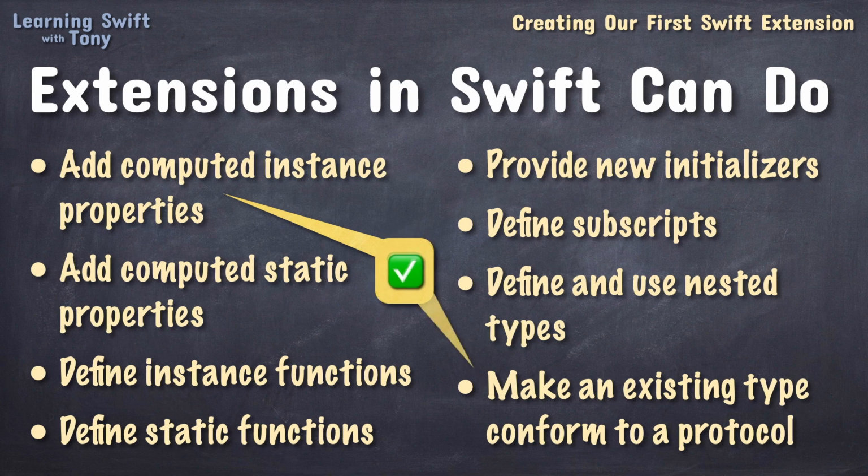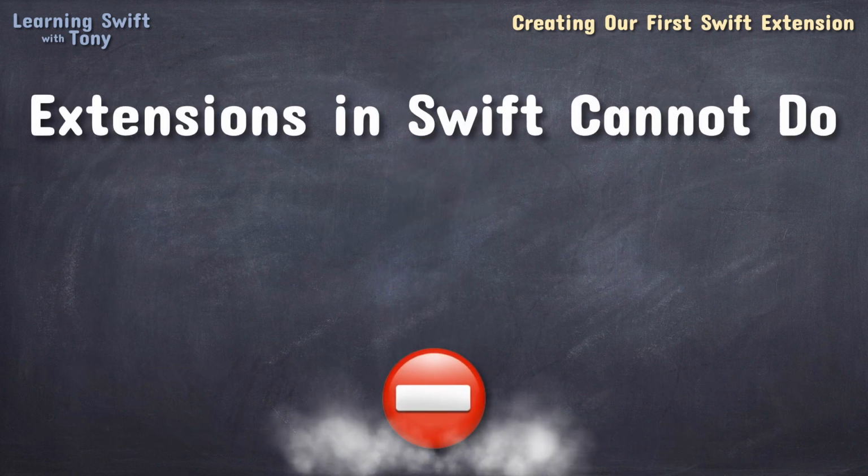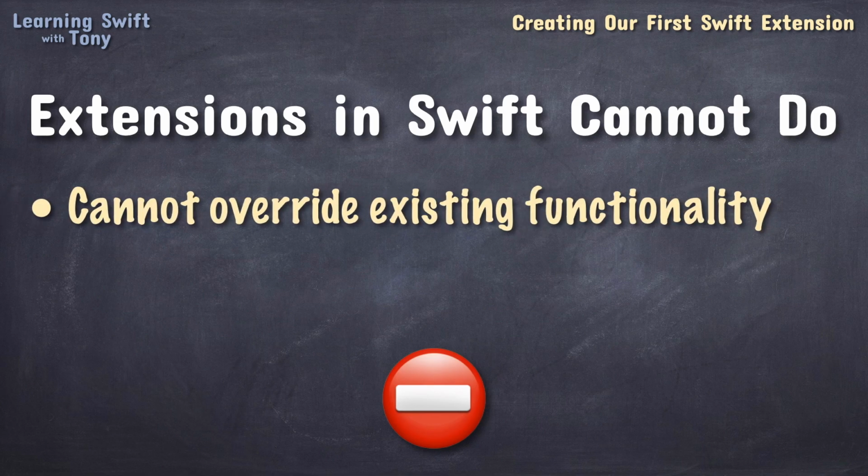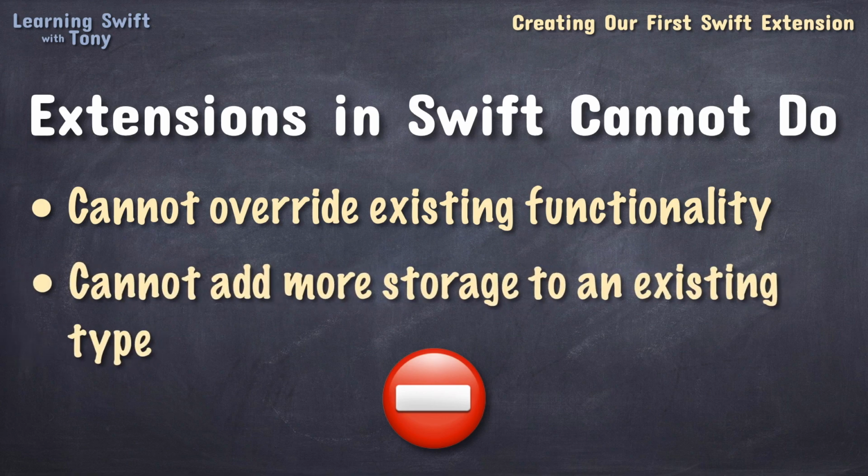This is exactly what we will do to the result type today, because by adding an instance property called debug description, we will make the result type conform to a protocol. We will see that in a second. There are a few things, however, that we cannot do in extensions in Swift. We cannot override existing functionality, and we cannot add more storage to an existing type.